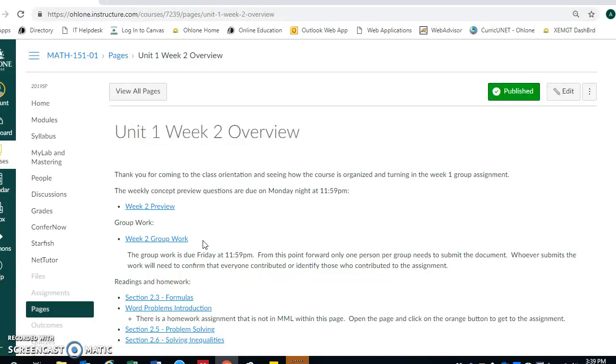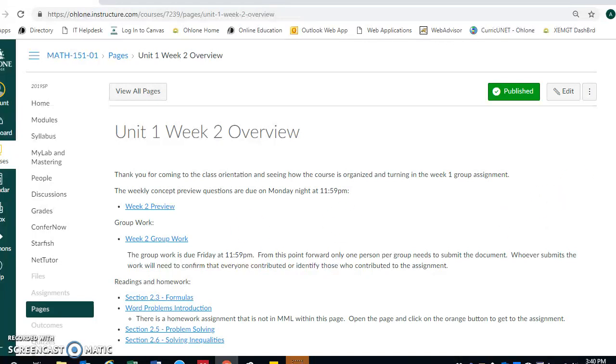The first question on the group work assignment is just a confirmation that everyone contributed. I'm assuming everyone will check the box and then move on with the work. If someone doesn't contribute, please check the other box and list the names of those people who do contribute so that they can get credit for the assignment.